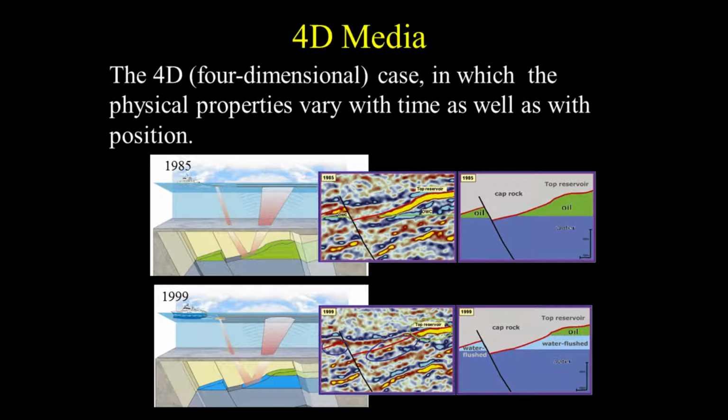Structure and fluid content are shown in the cross-sectional models on the right. Interpretation shows that the smaller oil accumulation, which is to the left of the fault, has been drained by 1999, while much oil is still to be recovered from the main accumulation, which is to the right of the fault.